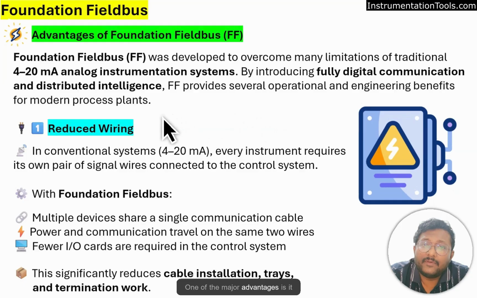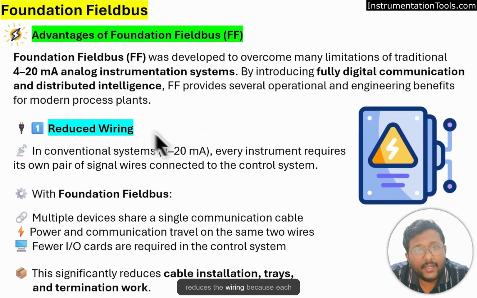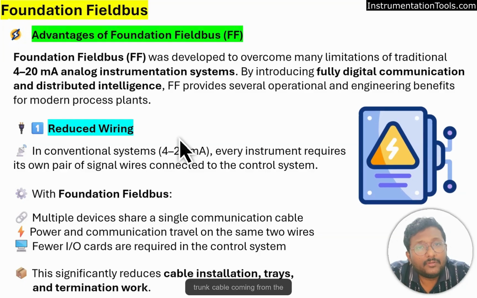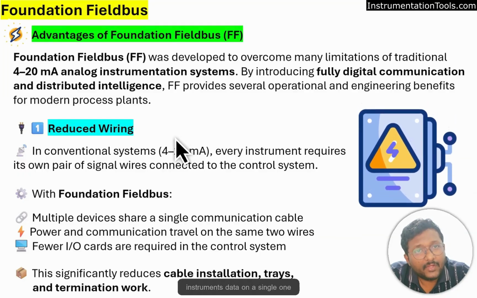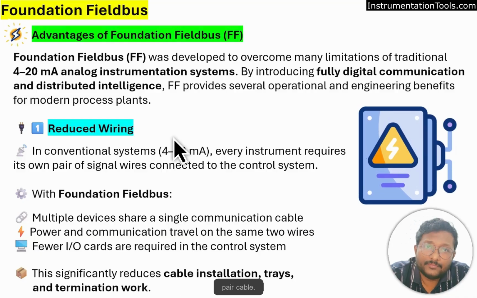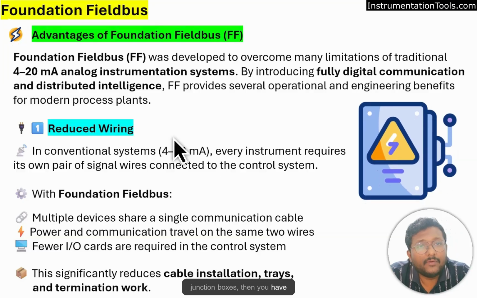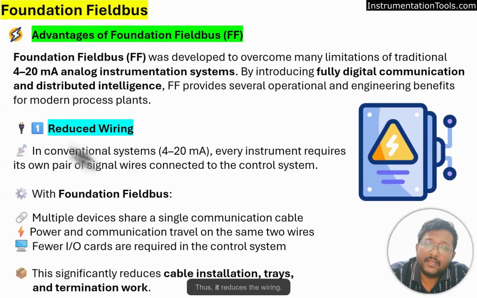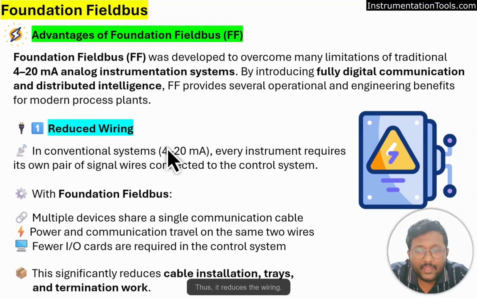One of the major advantages is it reduces the wiring because each trunk cable coming from the junction box easily carries 15 instruments' data on a single one-pair cable. If you have multiple junction boxes, then you have multiple trunk cables coming to the marshalling cabinet in the control room. Thus, it reduces the wiring.